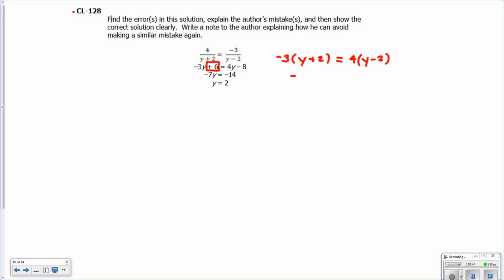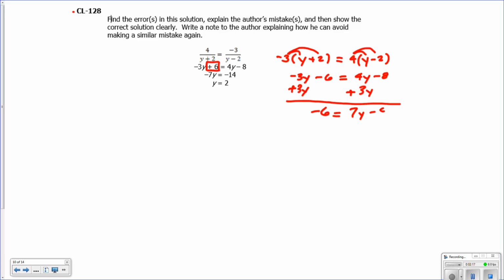Negative 3 times y would be negative 3y. And negative 3 times positive 2 would be minus 6. 4 times y would be 4y. And 4 times negative 2 would be negative 8. And I'm going to take it here just to be different than this guy. I'm going to add my 3y to each side. And I've got negative 6 equals 7y minus 8.